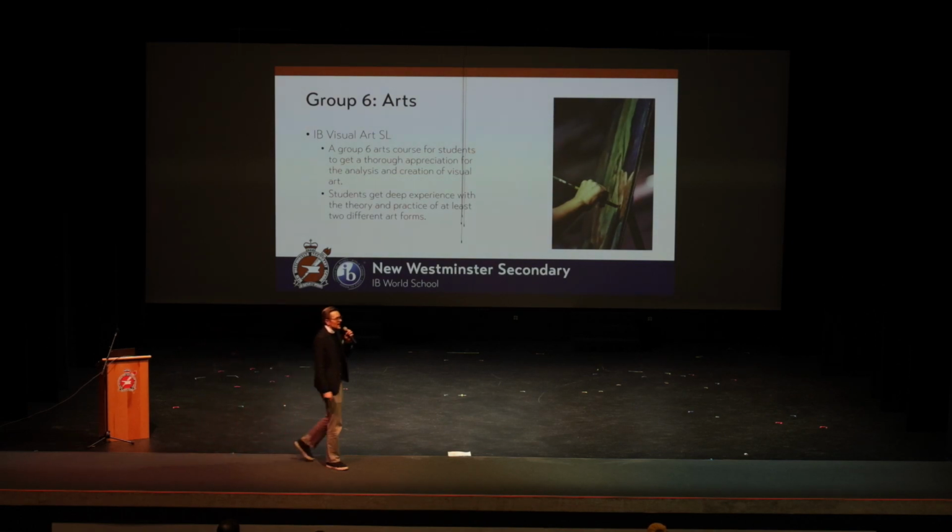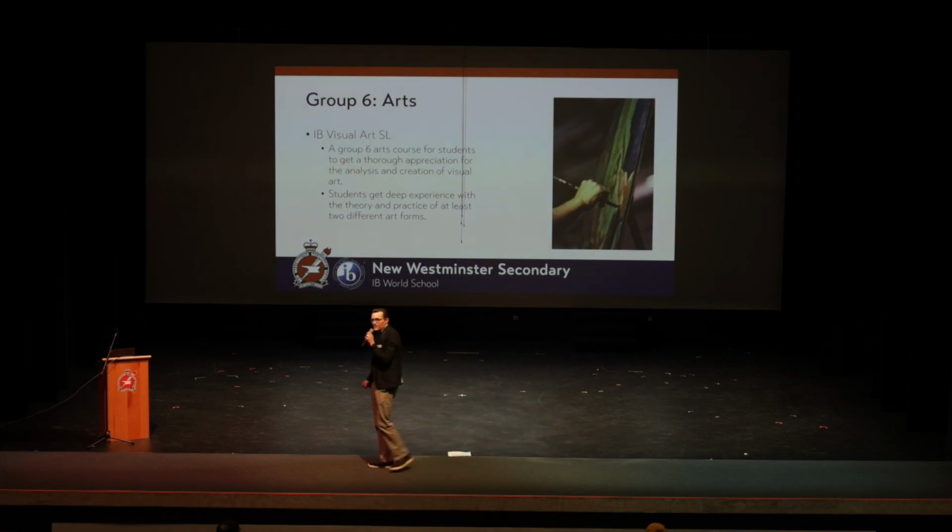Finally, we also have an option for students who want to do arts in the IB, and we have IB Visual Art. So this is also potentially an option for an elective. If you decide to take IB Visual Art, then as part of the diploma, you would take 1 science, 1 social studies, and this would be your elective.